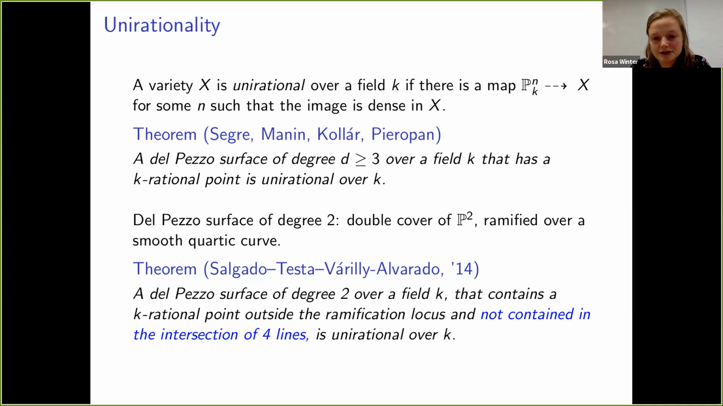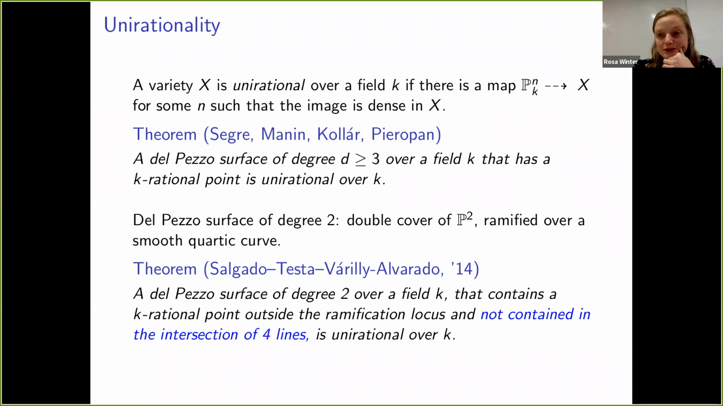By a theorem from 2014, we know that if such a surface contains a k-rational point which is not in the ramification locus of that double cover, and which is not contained in the intersection of 4 lines, then it is unirational. I highlighted the 'not contained in the intersection of 4 lines' to show that these lines and how they intersect come up sometimes in these kinds of results. You need certain things not to happen in order to have certain results. So for del Pezzo surfaces of degree 2 and up, we basically have results on unirationality with this one extra condition for degree 2.